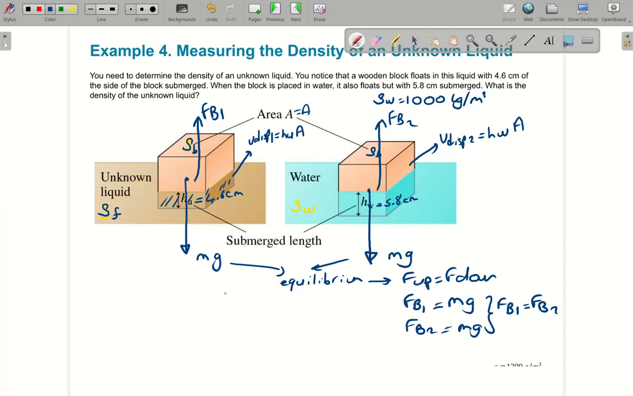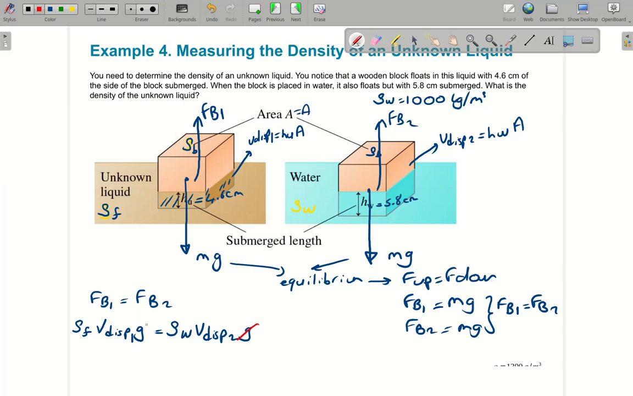And using that, I can solve for the density of the fluid that I don't know. How can I do it? F buoyancy 1 is equal to F buoyancy 2. F buoyancy 1 is the density of the fluid times V displaced 1 times G, and F buoyancy 2 is the density of the water times V displaced 2 times G. They are different.